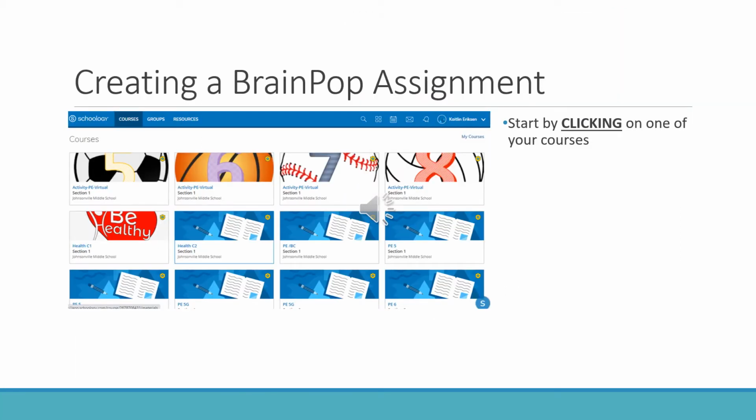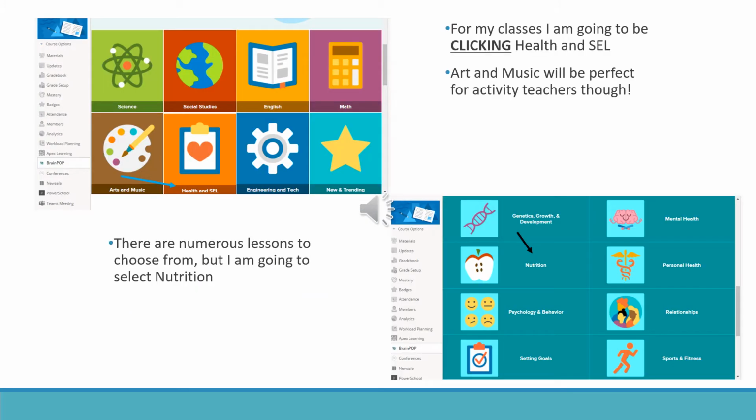All right, now we have moved on to creating the assignment in BrainPop. So here you are going to get into Schoology and go to your courses homepage. And you're just going to select one of your courses. For this assignment, I am choosing my Health C1 course. So I will click Health C1 and it will open me up into my course. And now that you're here, you will look on the left-hand side and you will see the word brain pop. You will click on that and it's going to bring up a bunch of different subjects.